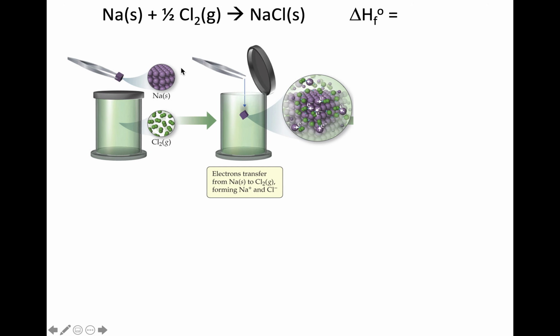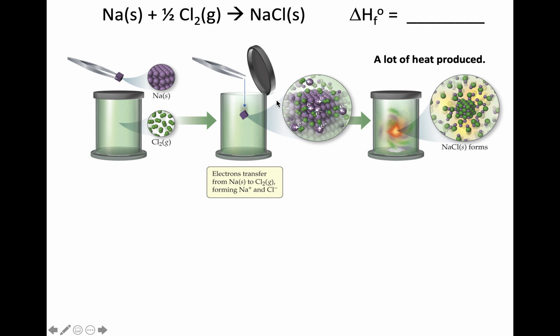This is showing pictorially what would happen. You could combine sodium and chlorine gas. We have the transfer of electrons taking place. And it turns out this is very exothermic overall as sodium chloride forms. So the value for that would have a negative sign. This standard enthalpy of formation for making sodium chloride, the ionic compound, is very exothermic.